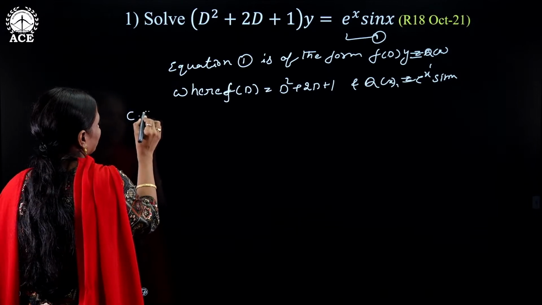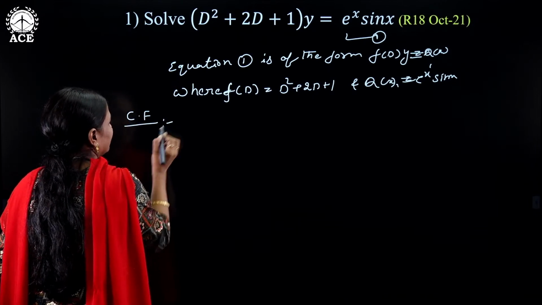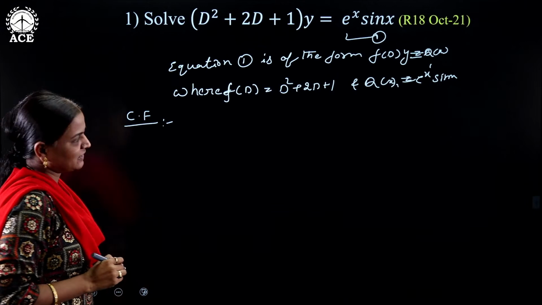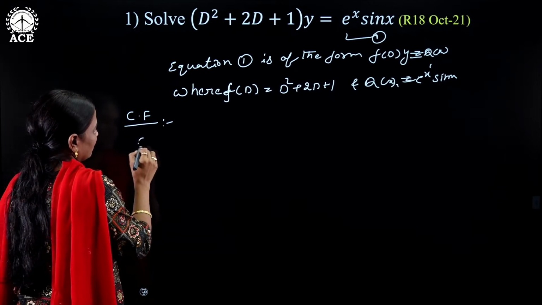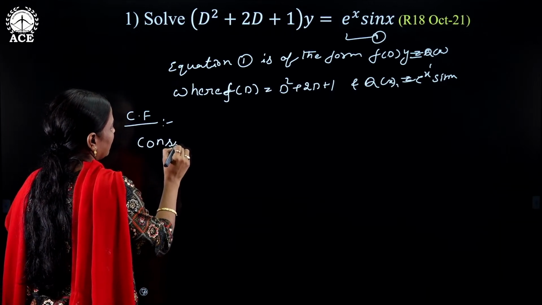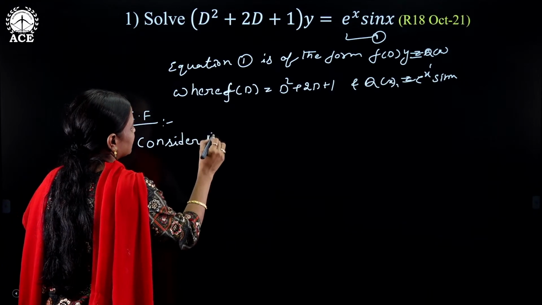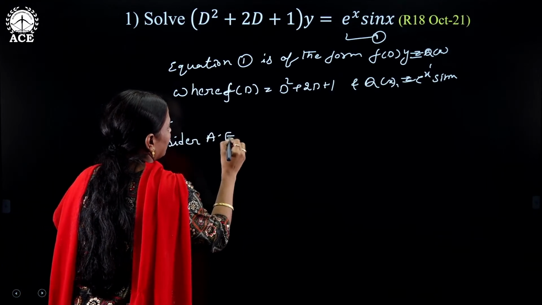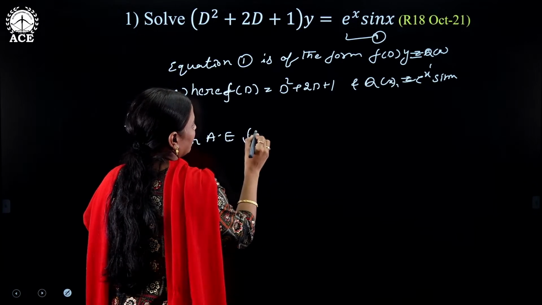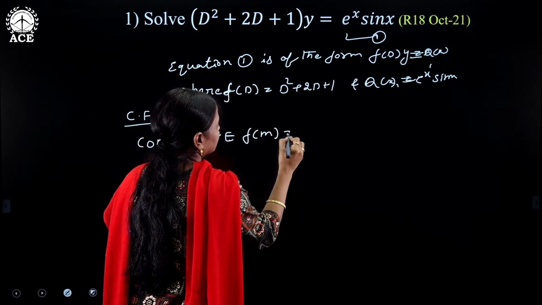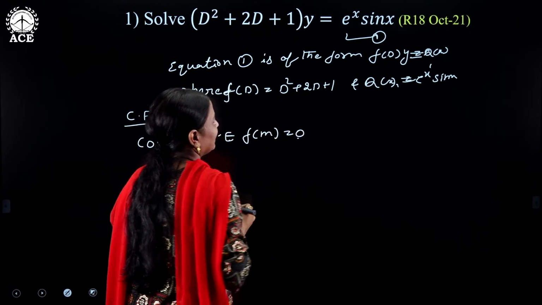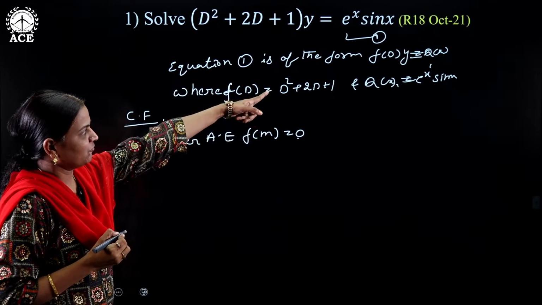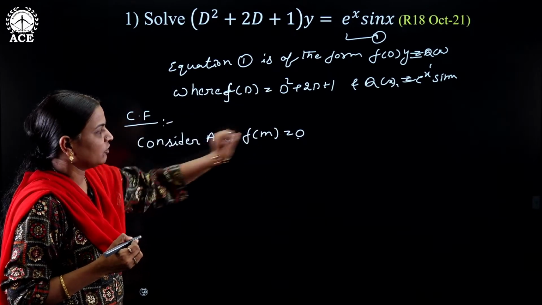So first we have to find the complementary function. To find the complementary function, first consider the auxiliary equation. What is the auxiliary equation? The auxiliary equation is f of m equal to 0, which is obtained by replacing D by m in f of D and equating to 0, and then solve this equation.